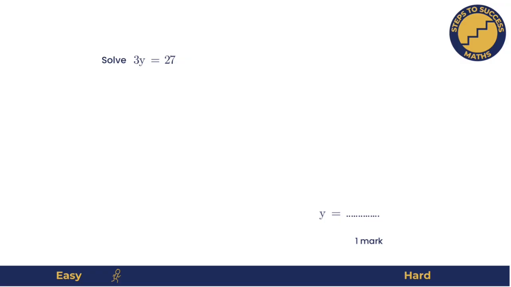Solve 3y equals 27. We want y by itself. What's happening at the moment? y is being times by 3, so now we need to do the opposite. Draw our train tracks coming down. This time we're going to divide by 3. On the left-hand side, we're left with 1y, or just y. You don't need to write the 1. And on the right-hand side, we've got 27 divided by 3, which is 9. So our answer is y equals 9.